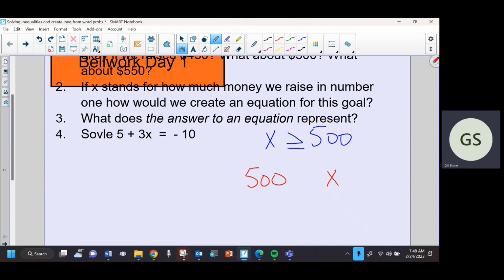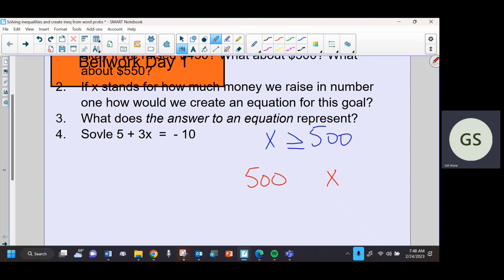But if I want to move 500 to the left and I want to move x to the right, what is the alligator thing that you learned? How do you learn inequality? I know you know this. The alligator does what? Eats the bigger number. You don't remember that at all.